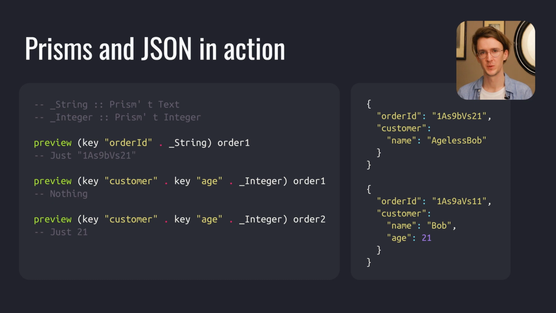In the first example, we extract the field order ID as a string, and then we try to extract the age of the customer from the first order, but the field is missing and it returns Nothing. But if we try the same optic operation on the second order, it succeeds and returns Just 21. Note that we'll cover using optics with JSON at the end of the course.